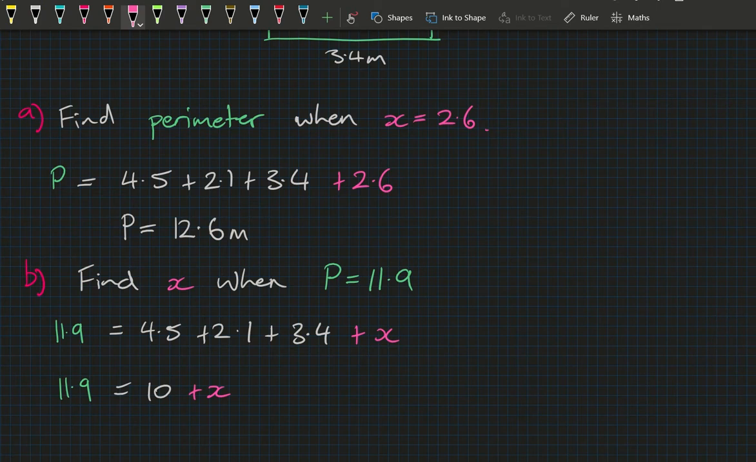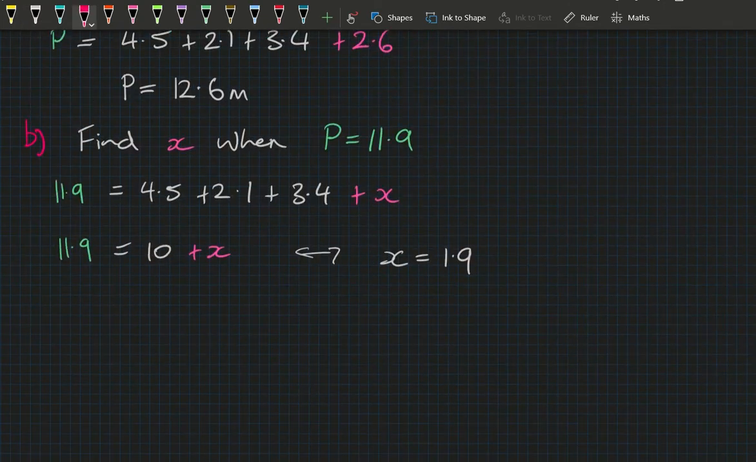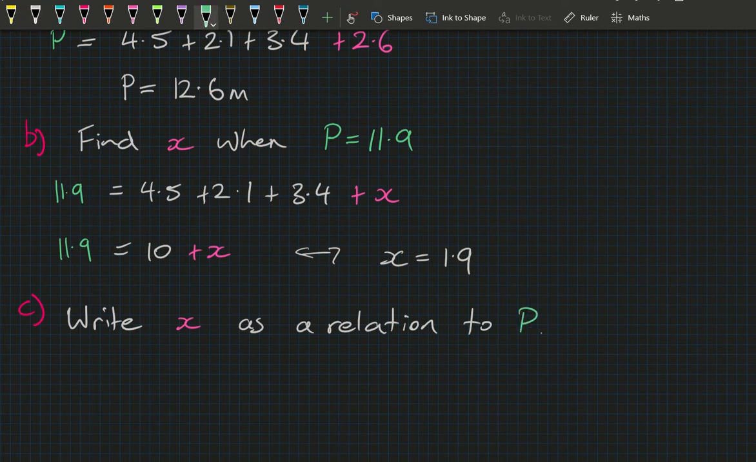And subtracting 10 from both sides, that means x has to equal 1.9. You actually don't need to write in meters at this point because x is just a number, okay? Meters is the unit. All right, let's look at question C, where they ask us to write down x as a relation to p. So if we just leave p and x as they are and write out our formula, we now get p is equal to 4.5 + 2.1 + 2.6 + x.